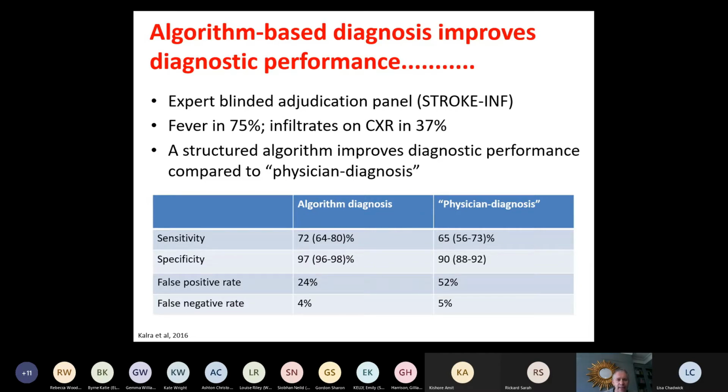So what we can see from the analysis, and I'll just briefly mention something on sensitivity and specificity. Sensitivity is the number of people that really do have SAP that were picked up either by clinician diagnosis or the algorithm.